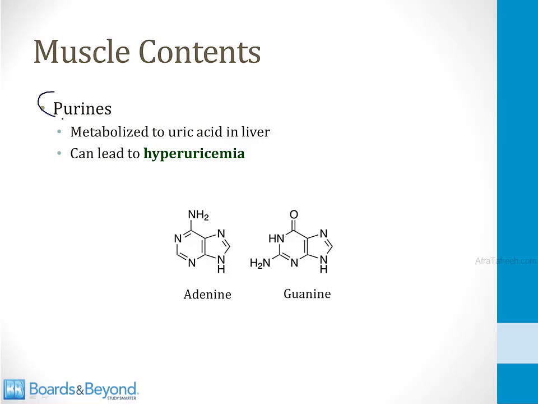There are also lots of purines found inside of muscles. Purines are bases like adenine and guanine that are used to form nucleic acids. These bases will spill into the tissue and plasma, and they will be metabolized to uric acid in the liver, and for this reason, rhabdomyolysis often results in hyperuricemia.